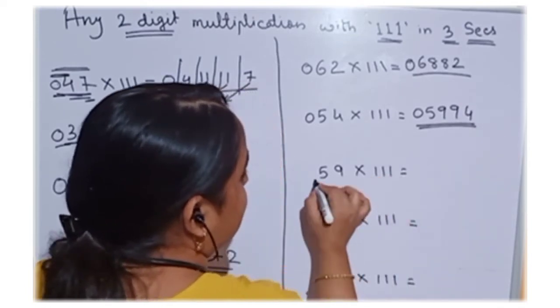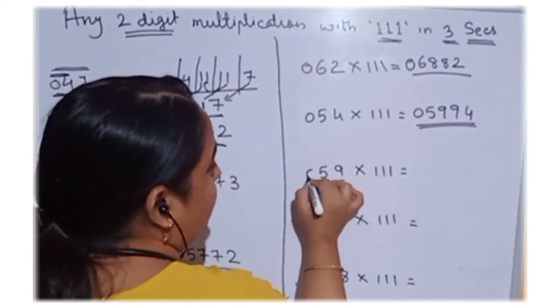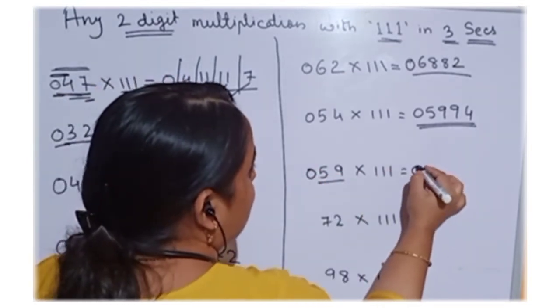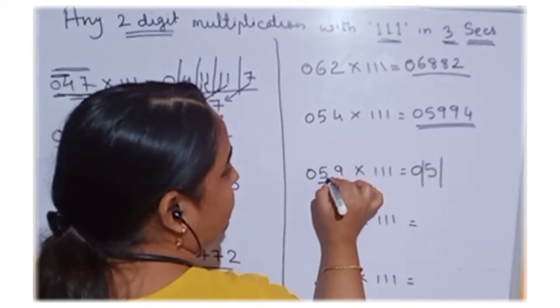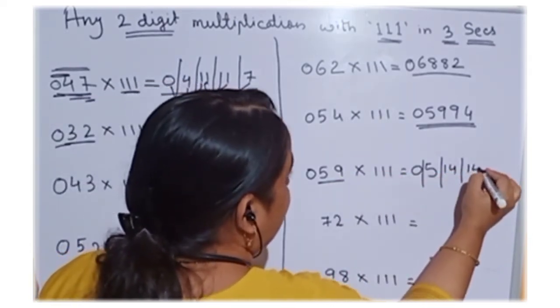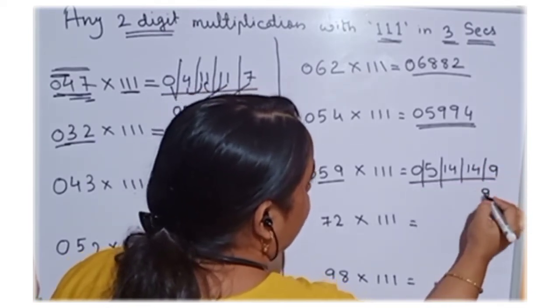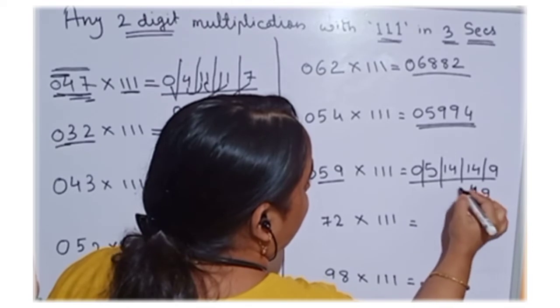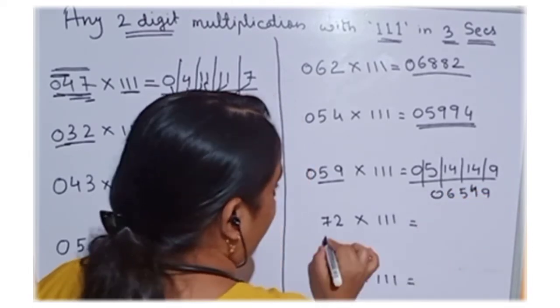See how simple it is. Now this is the tricky one. It will become addition. First add 0, 0, 5. 9 plus 5 will be 14. Again 14 and then 9. So 9, 4, 5, 6, 0.